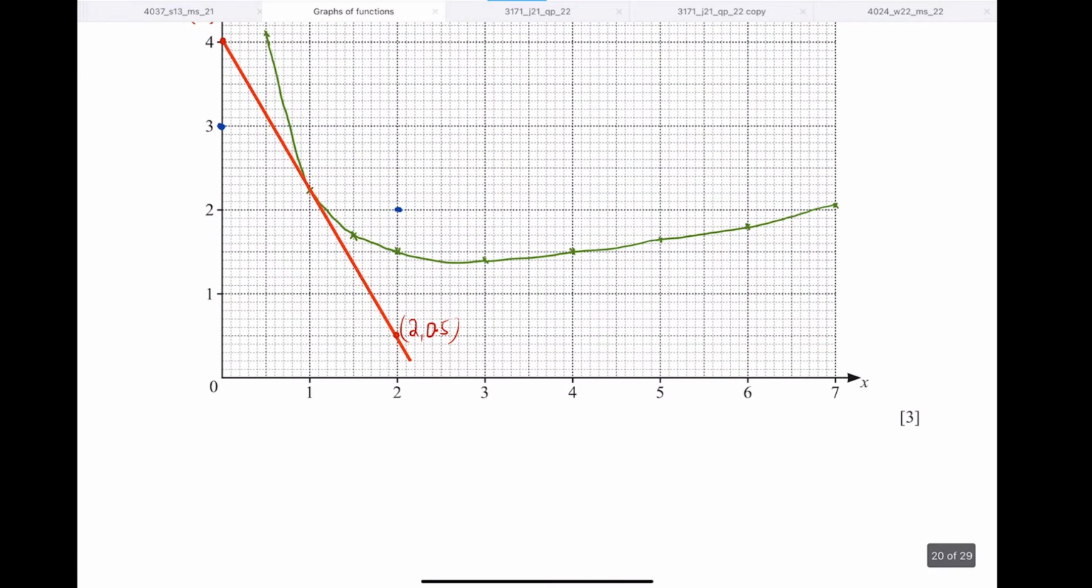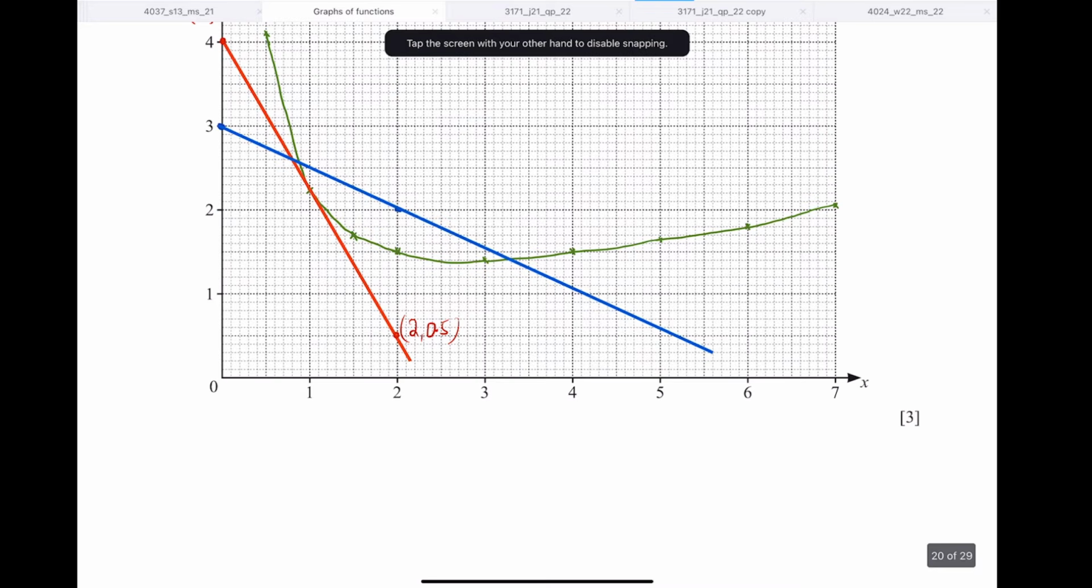Can we make x the subject? No, not recommended that you make x the subject, because the general form of a straight line equation is y equals mx plus c. So there you go. This is the line that we end up with.